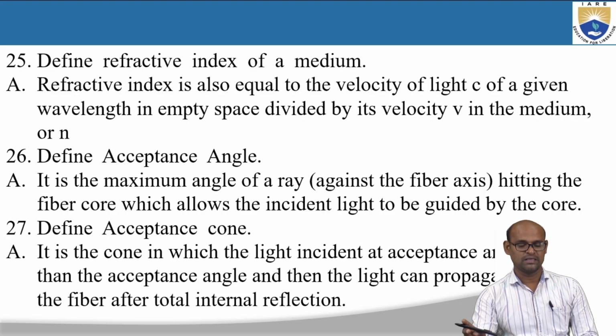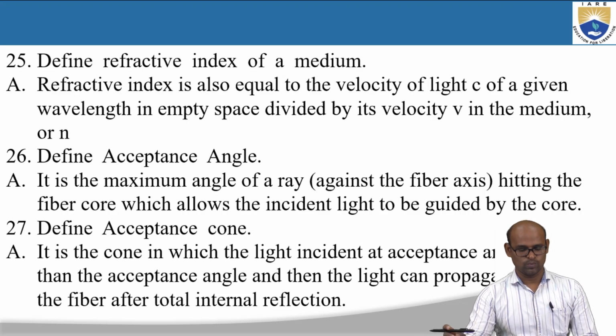Define acceptance angle. It is the maximum angle of a ray hitting the fiber core which allows the incident light to be guided by the core. So acceptance angle is the maximum angle by which we can launch the light into the fiber so that there can be total internal reflection.